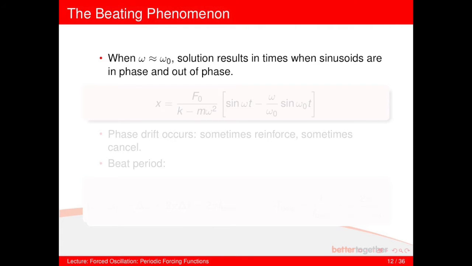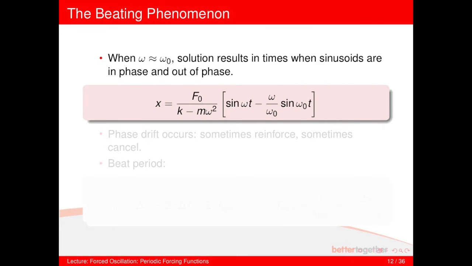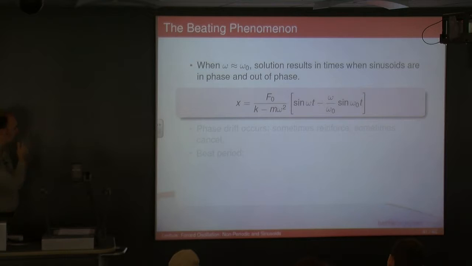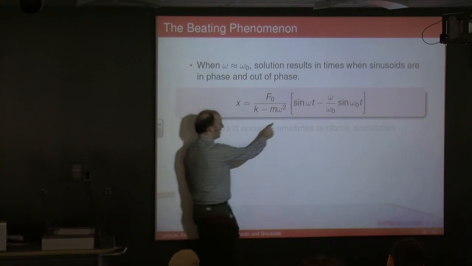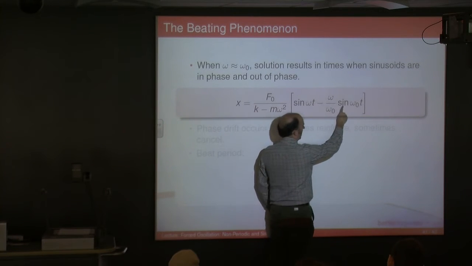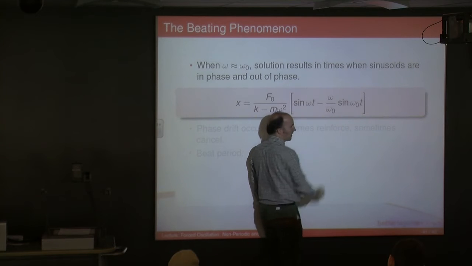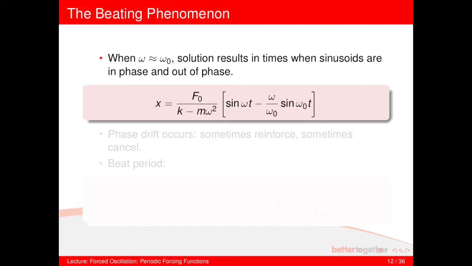Right, lastly, beating. What happens when omega, so there's our solution, approaches omega naught? You have this term, sine omega d t, and sine omega naught t, and they're almost going to be the same. There are both sinusoids, but with slightly different frequencies. And what happens is you have phase drift occurring.